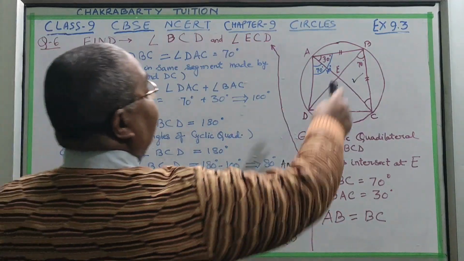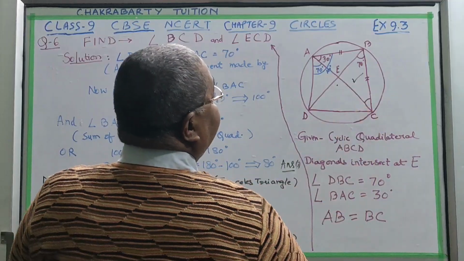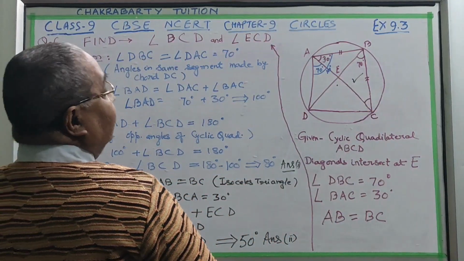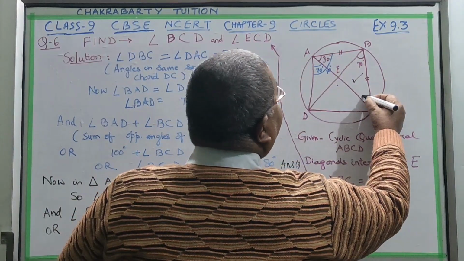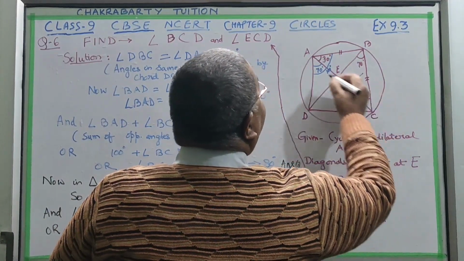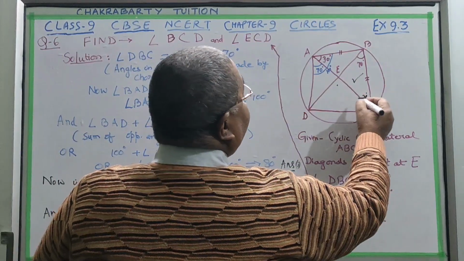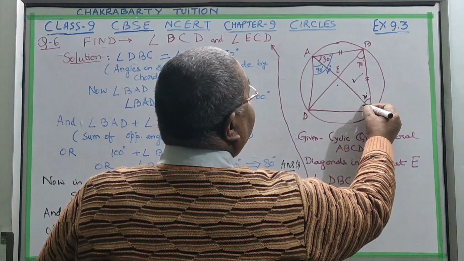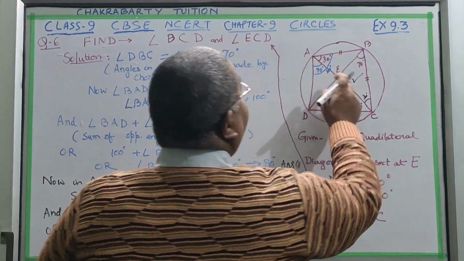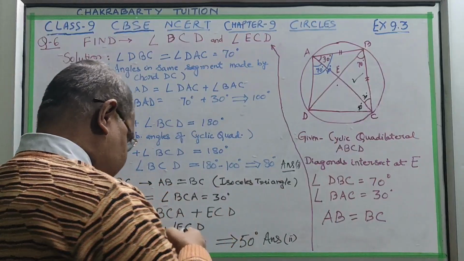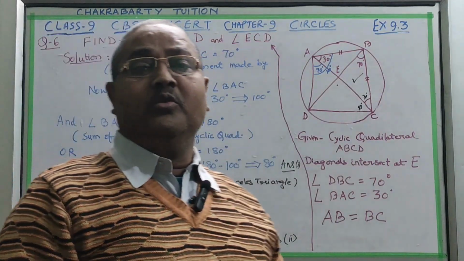So your answer is angle BCD is 80 degrees and angle ECD is 50 degrees. Checking: this is 30, and BAD is 100, so 180 minus 100 should come 80, so it is coming 50 degrees. 50 plus 30 is 80, and 100, 180 degrees. Opposite angles will sum to 180 degrees. So in this way, question 6 is over. Now we will do question number 7.